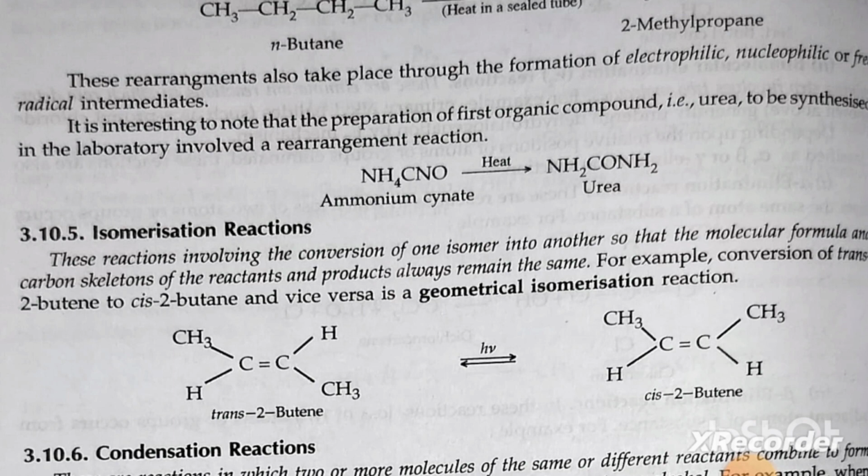These rearrangements also take place through the formation of electrophilic, nucleophilic or free radical intermediates. It is interesting to note that the preparation of the first organic compound, urea, to be synthesized in the laboratory involved a rearrangement reaction. Ammonium cyanate gives rise to urea.